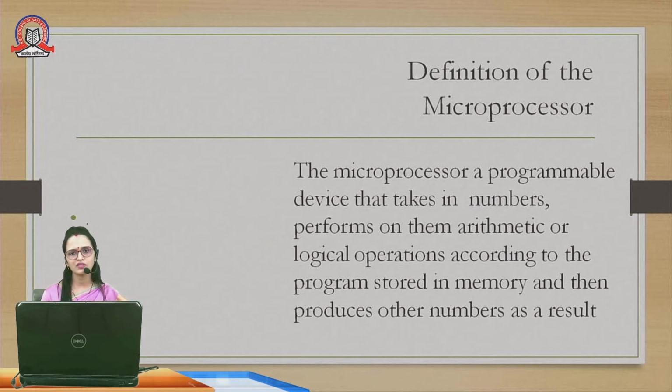First, start with the definition of the microprocessor. What is the microprocessor? The definition relates to a particular process, something very small related to hardware component parts. So a microprocessor is a programmable device that takes in numbers, performs arithmetic or logical operations according to a program stored in memory, and then produces other numbers as a result.